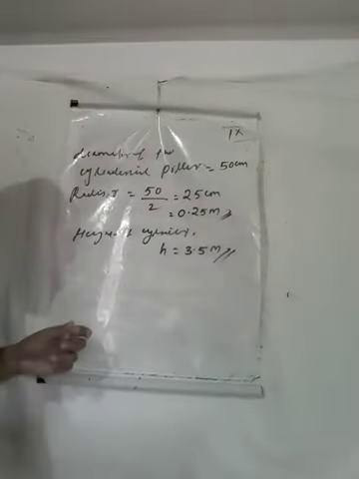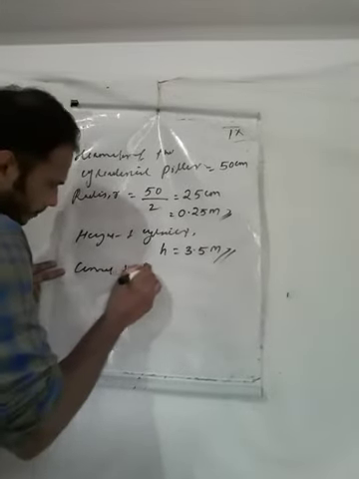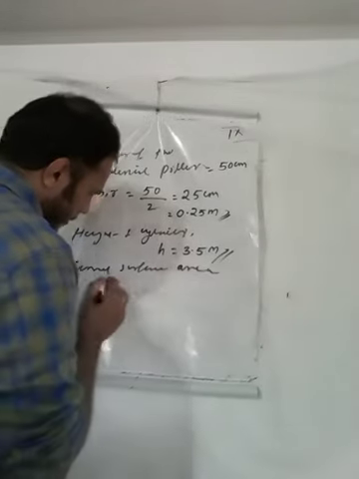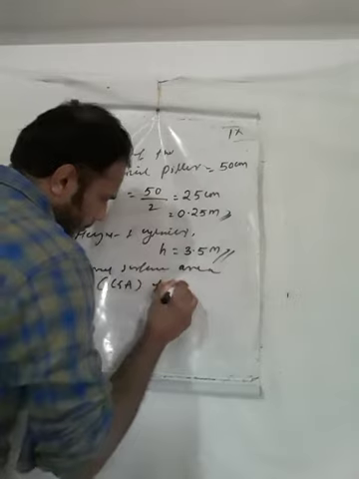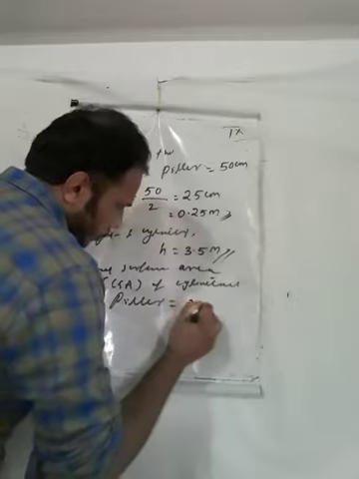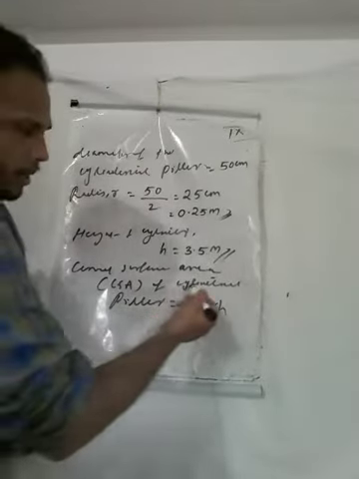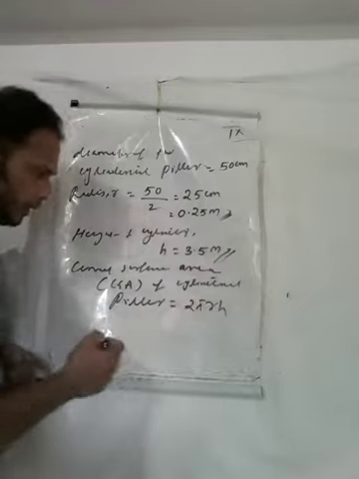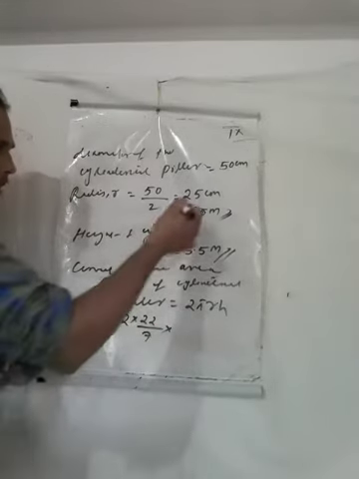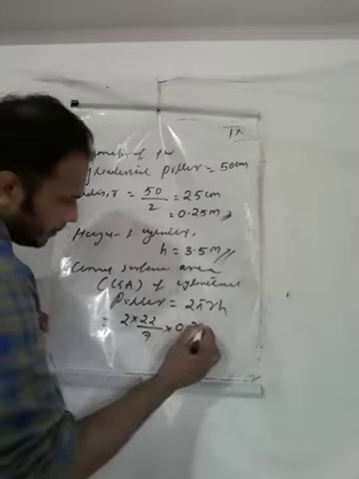So the curved surface area of the cylindrical pillar, CSA, of the cylindrical pillar equals 2πrh. You can put in the values directly: 2 into 22/7, that is the value of pi. What is r? r equals 0.25, into h. What is h? 3.5.